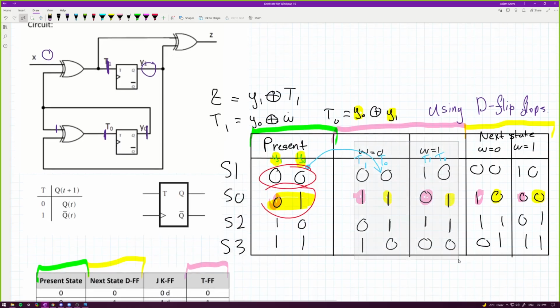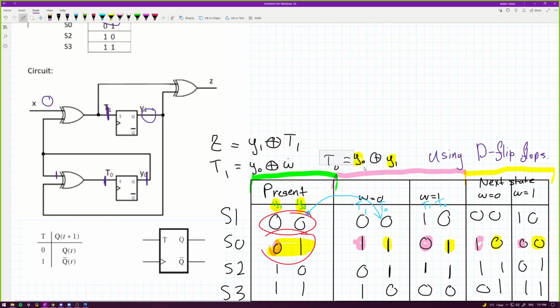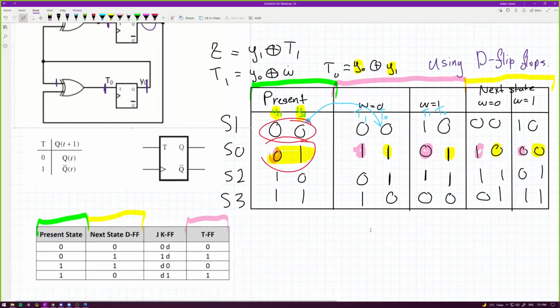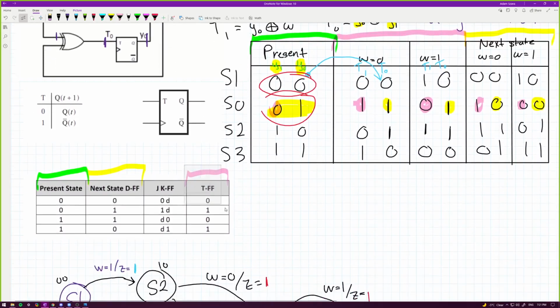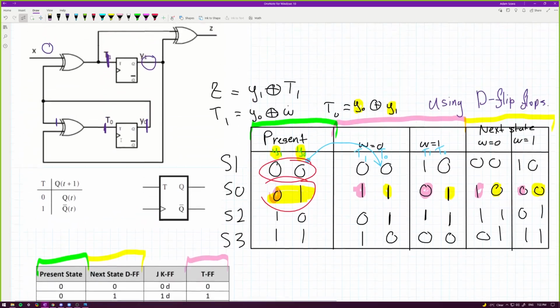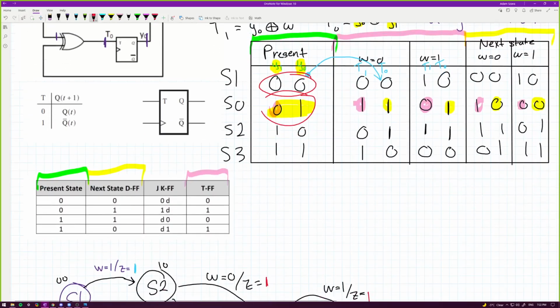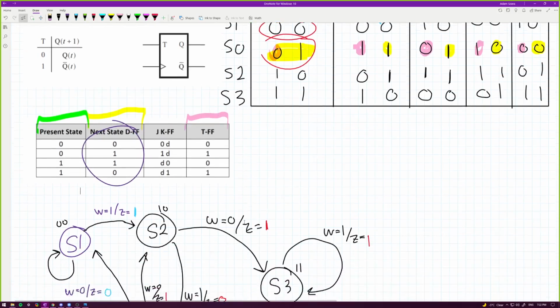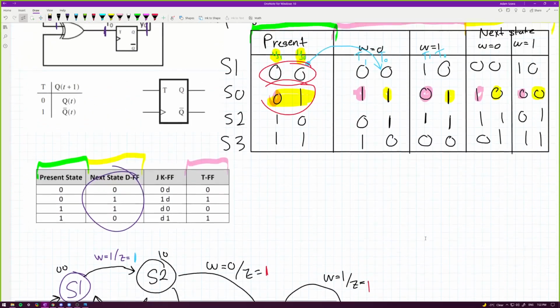Then this column here we created using functions of z, t1, and t0. We defined functions for z, t1, and t0 here, which are these inputs. But we had to convert this using these T flip-flops. We had to get our next states by using T flip-flops. Typically, I think what I've seen done is you connect these two to find what the T flip-flop equivalent would be. But we want to know what the next state would be in a D flip-flop, because to make this diagram, we need to know the next states as a D flip-flop.